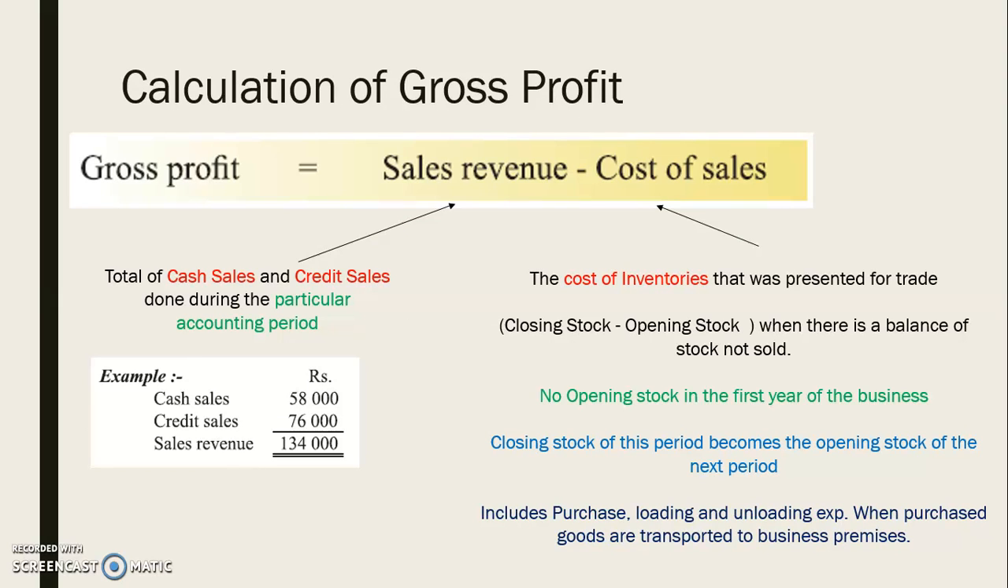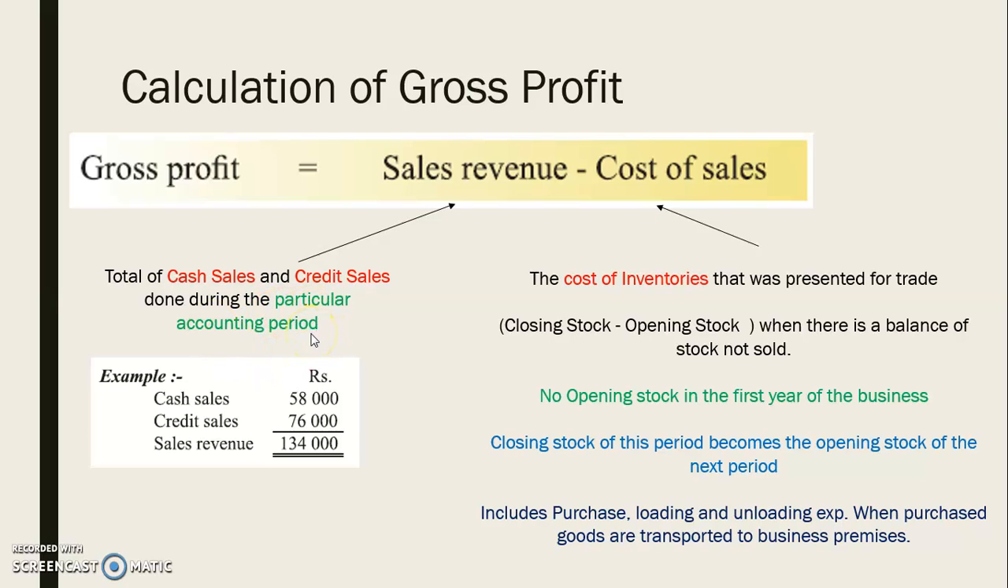Okay, so calculation of gross profit. In simple terms, this is the equation to calculate gross profit. Gross profit equals sales revenue minus cost of sales. Sales revenue is the total of cash sales and credit sales done during the particular accounting period.